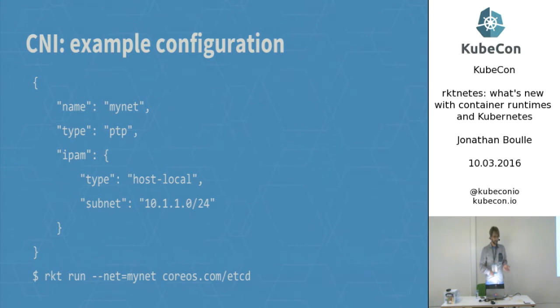This is a really simple example of what a CNI configuration looks like. A very basic one that's just going to allocate a local IP address, doing a point-to-point. So it sets up an IP address inside the container and connects it to the host. And there's an example down the bottom of how you'd actually reference that on Rocket, just pointing it to my net, and then that's going to look at the configuration file and pass that through to CNI.